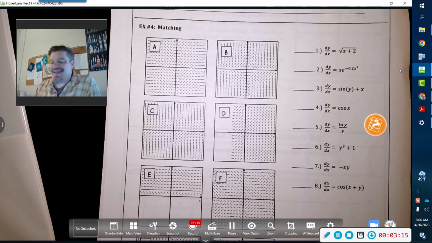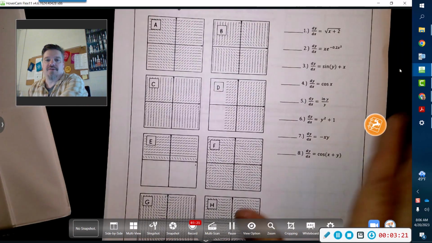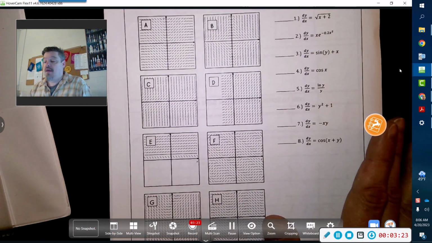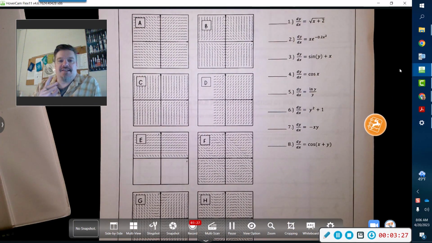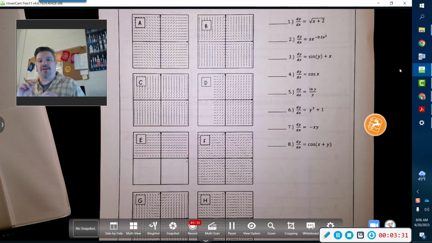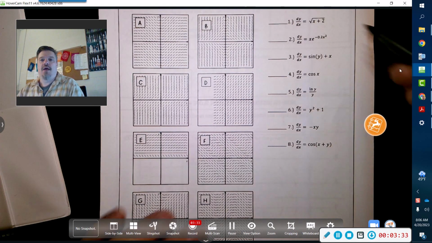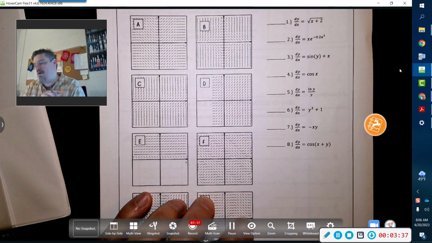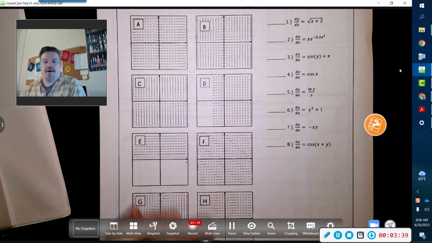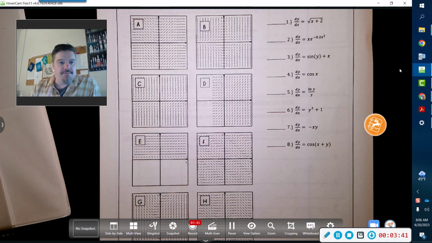Now, this is probably what's going to happen on the AP exam. Almost guaranteed, if you see a question on slope fields, it's probably going to be matching. And so you don't necessarily have to sketch anything. You can just use the logic of what's happening with these slopes as you go up or down, left or right, and you're just picking up particular patterns.